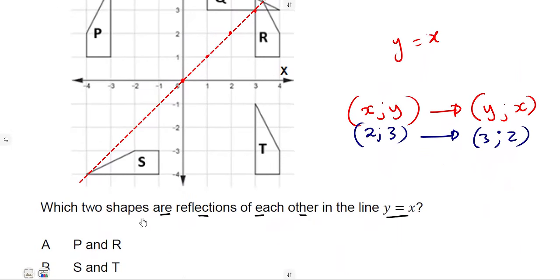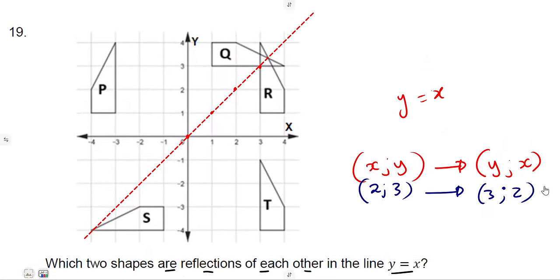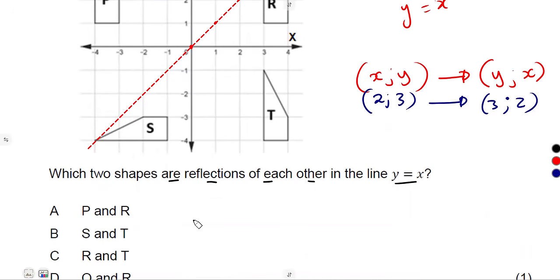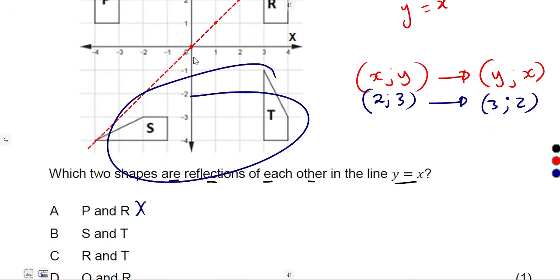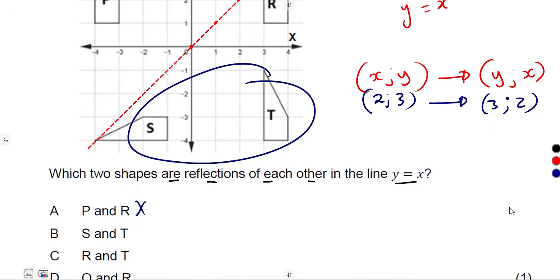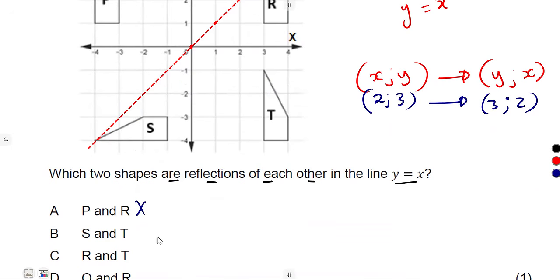Is it between P and R? P and R can be best described as a reflection along the y-axis, not along this line. So P and R is totally out without wasting our time. S and T are on the same side of the mirror line. It cannot happen that shapes are found on the same side of the mirror line, so S and T is totally out.